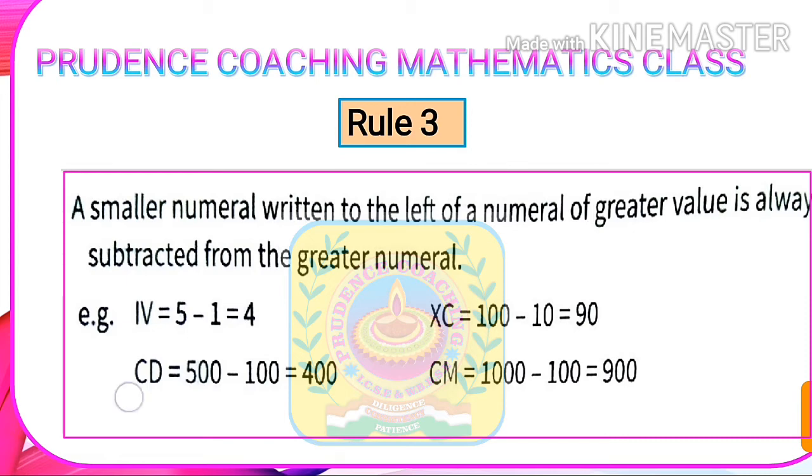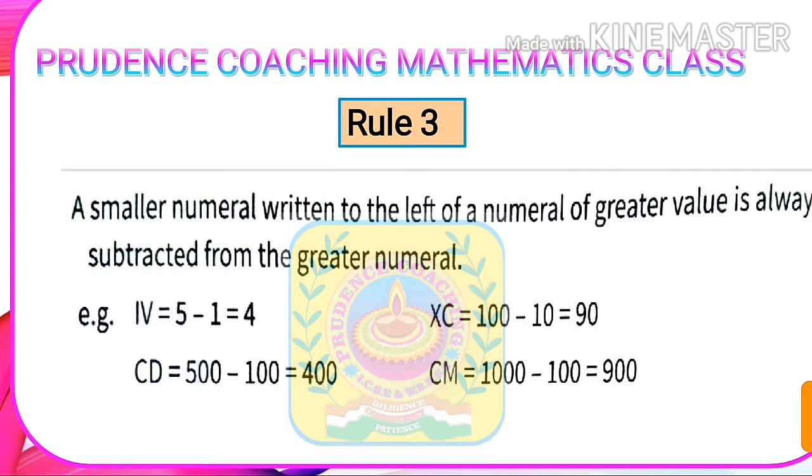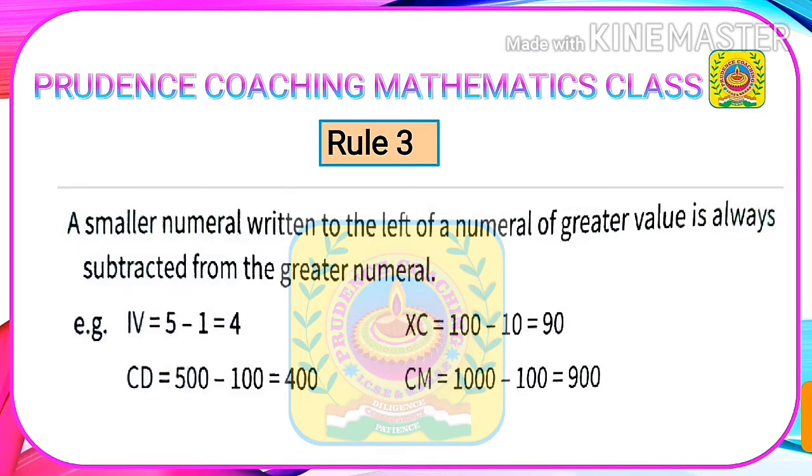Next we have CD. We all know C means 100 and D means 500, and 100 is smaller than 500, so we need to subtract 100 from 500 and get our answer, that is 400. So CD means 400. Next we have CM. C means 100 and M means 1000. The left hand side number, that is C, is smaller than 1000. So we need to deduct 100 from 1000. So 1000 minus 100, we will get 900.